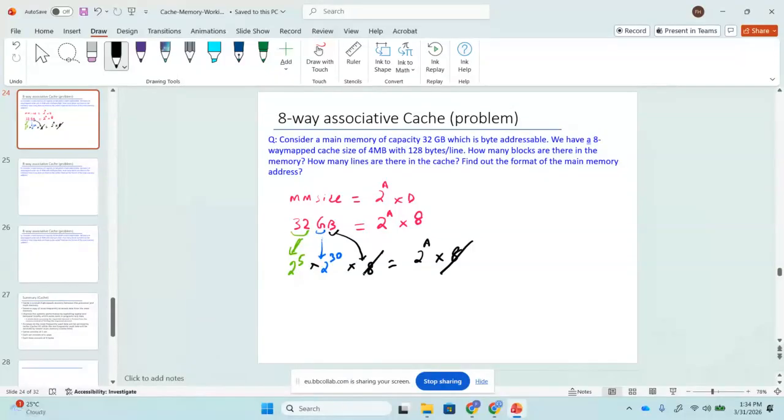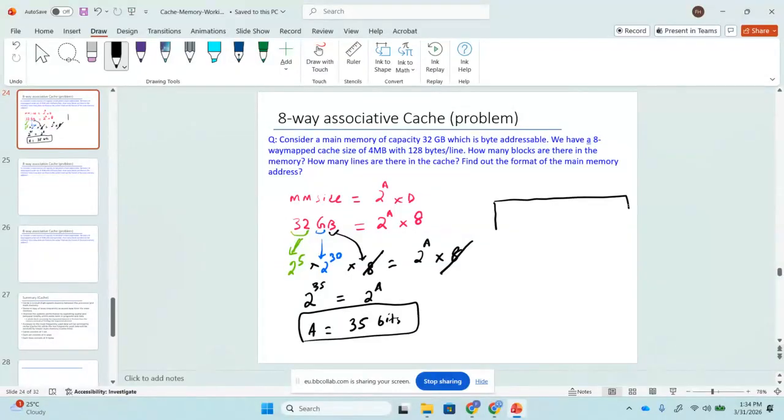Any question? Now actually we have 5 plus 30, which is 2 to the power 35, which is now 2 to the power A. And what is now A? A is now 35 bits.